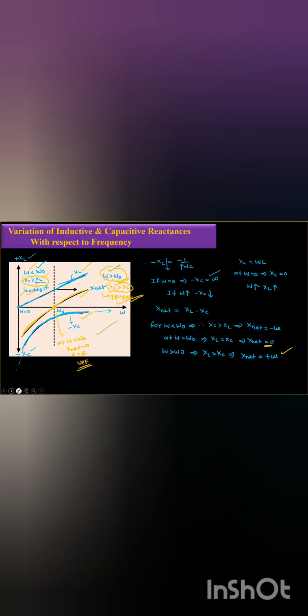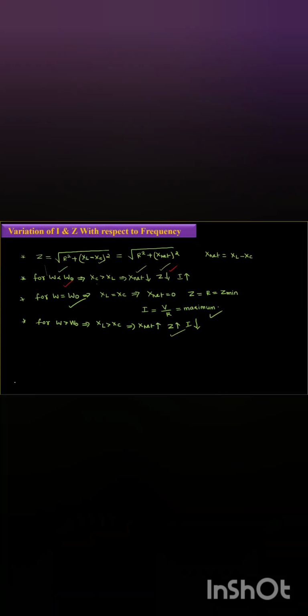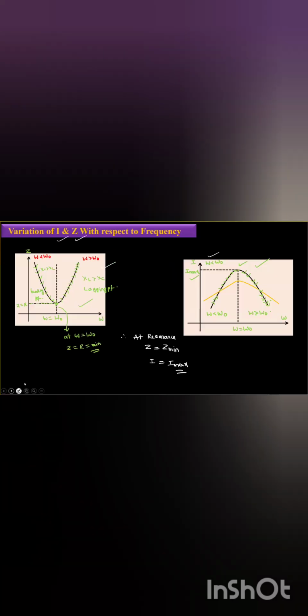This is completed: how the inductive and capacitive reactances vary with respect to frequency, and how to draw the net reactance curve with respect to frequency. All this I already explained. And how the current and impedance change with respect to frequency in a series RLC circuit. Okay, all this I explained. You please go through this. And what is the variation of the power factor angle with respect to frequency? How the power factor angle changes with respect to frequency in a series RLC circuit.